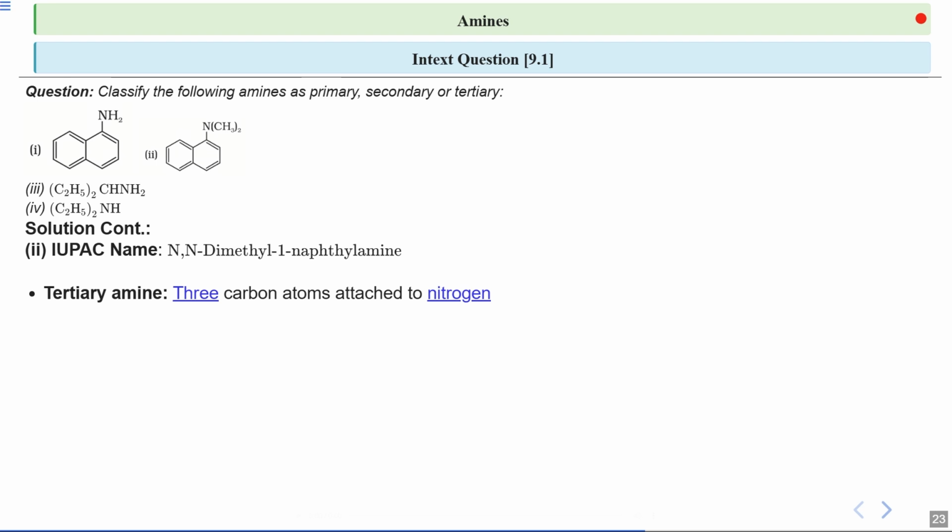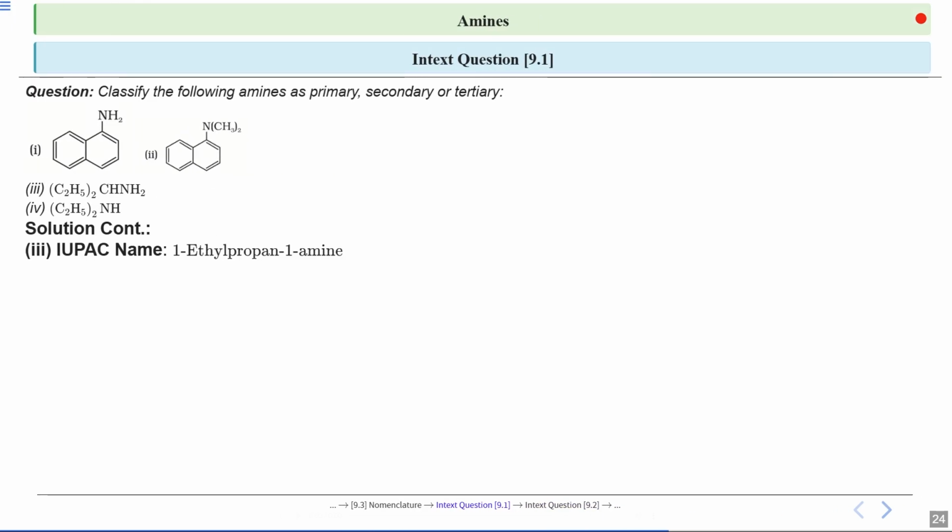Okay, because you will see that all three hydrogens of this nitrogen are replaced, one by this methyl group, one by this other methyl group, and one by the carbon of this naphthalene ring. So it is a tertiary amine. Okay, so if you'll see, this nitrogen has no hydrogens now. Two are these methyl groups and one is this carbon of the naphthalene ring. So it is a tertiary amine.